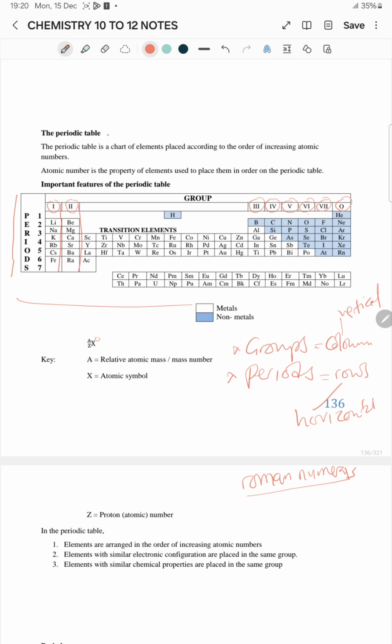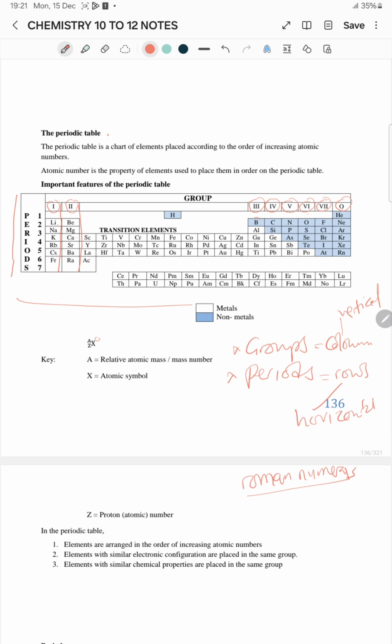Okay, that's about groups. So if you go to group 1, what are the elements that are in group 1? We have lithium, sodium, potassium, rubidium, caesium, francium. Then when you go to group 2, we have beryllium, magnesium, calcium, strontium, barium, radium. So you continue just like that. When you go to group 3, you see there is boron, there is aluminium. There's carbon, there's silicon. I'm just mentioning a few.